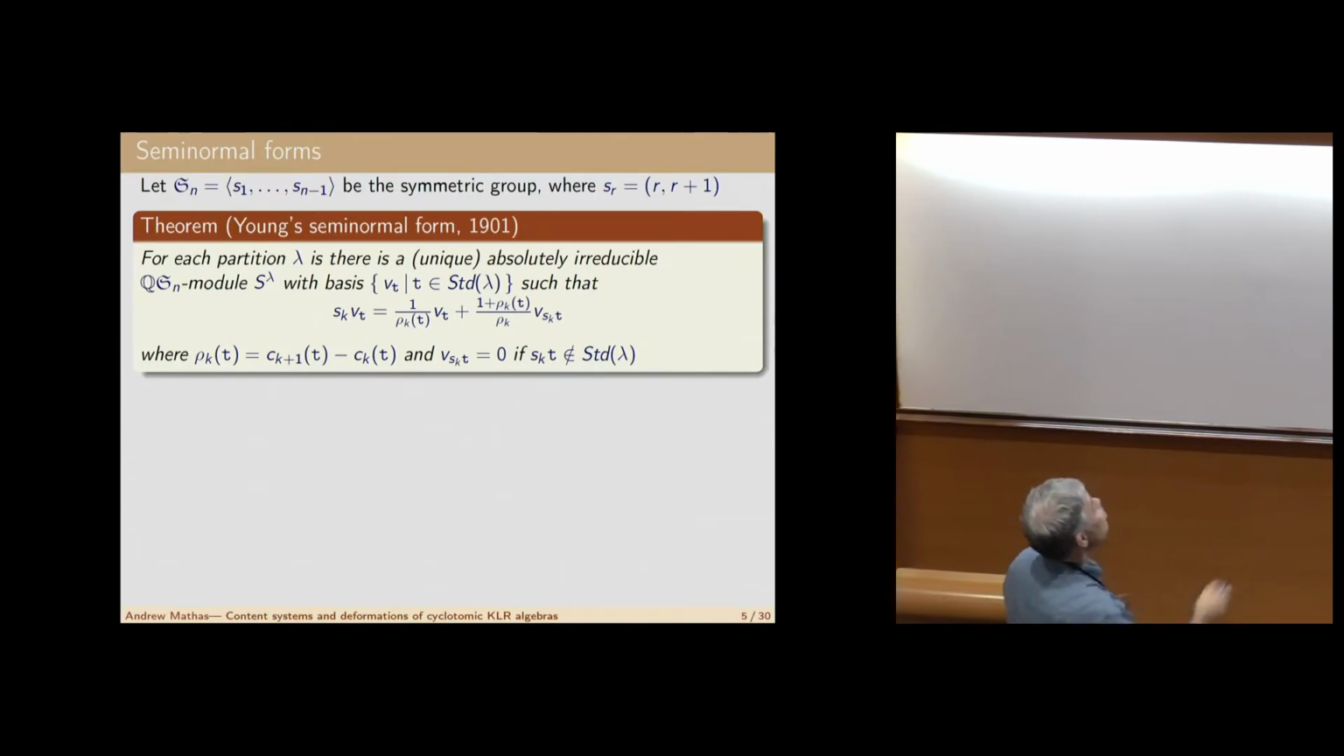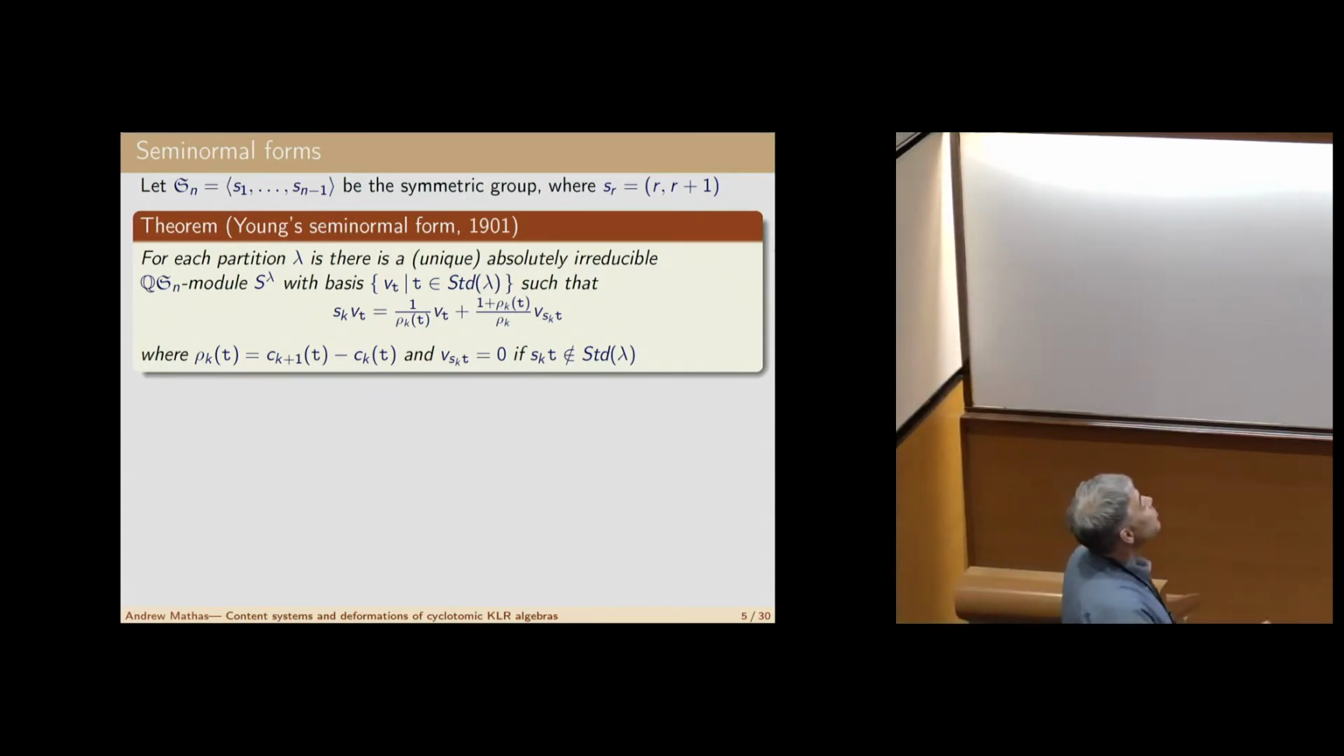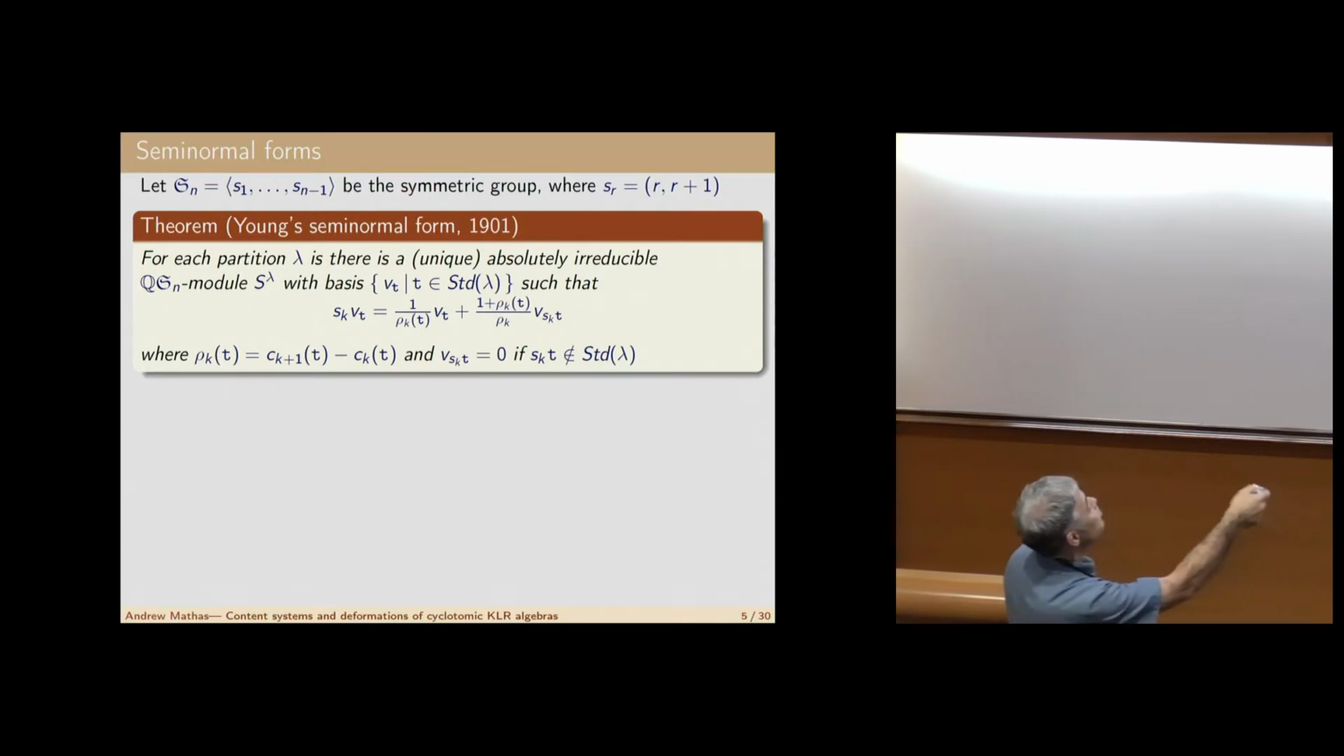And then we have Young's semi-normal form that says that we have a unique module which has a basis indexed by tableau, and the action on this module is given by this beautiful formula where I just look at the difference of contents. So I've got the difference of the kth content and the k plus first content, and then I have this little funny rational number that comes up there.